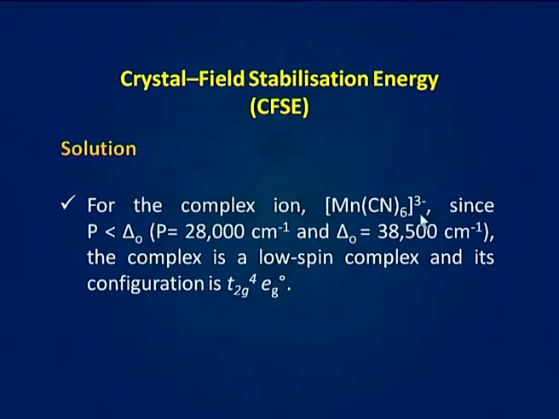For the complex ion [Mn(CN)6]3-, pairing energy is equal to 28,000 per centimeter and delta O is equal to 38,500 per centimeter. Since pairing energy is less than delta O, the complex is a low spin complex and its configuration is t2g4 eg0. The magnetic behavior of the complex can also be predicted with the help of crystal field theory. That is, you can tell whether the given complex is diamagnetic or paramagnetic.